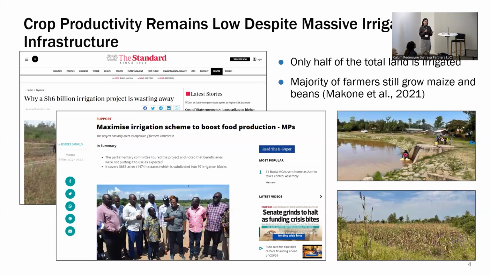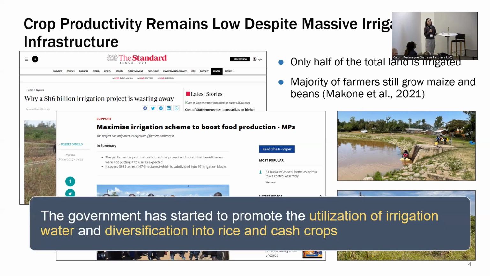Although the irrigation infrastructure was completed a few years ago, irrigation is still a new concept in this project area. Only half of the total land is currently irrigated, and most of the water meant to irrigate farms has been used for domestic purposes. In addition, the majority of the farmers continue to practice rain-fed agriculture and grow mainly maize and beans. To help the farmers achieve food security and also produce surplus for additional income, the county government has started to promote the utilization of irrigation water and diversification into rice and cash crops, such as vegetables and fruits.